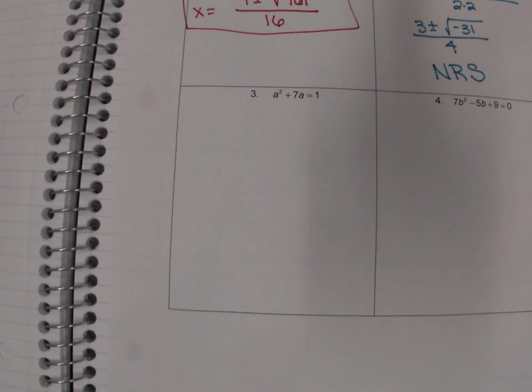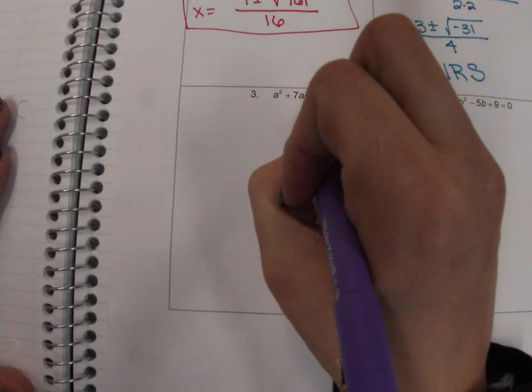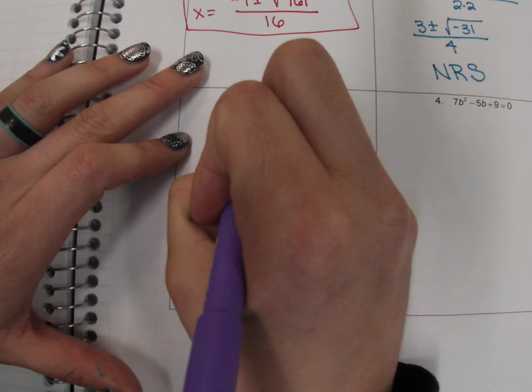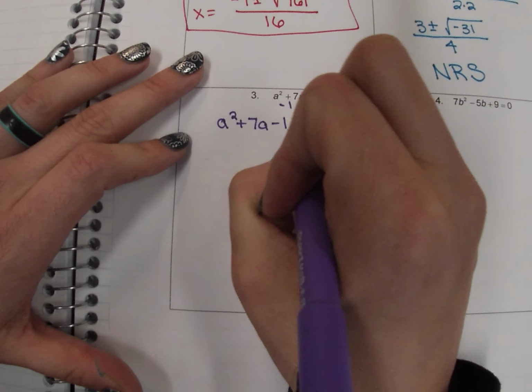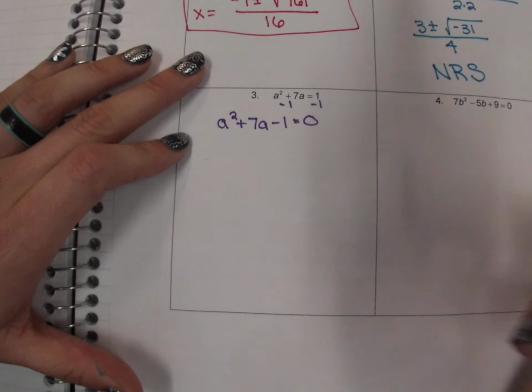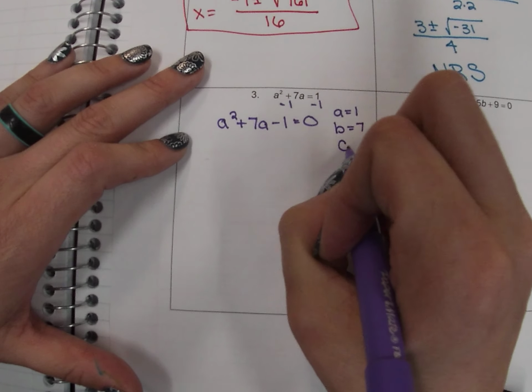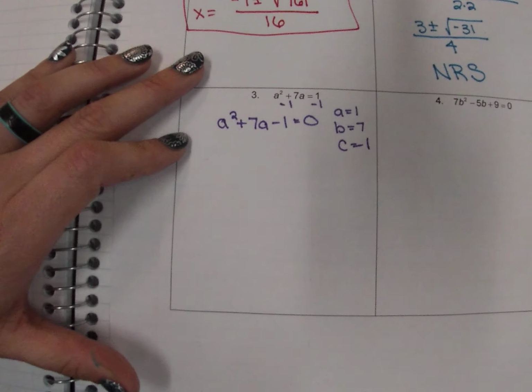Number 3 is currently not in the correct format. It needs to be set equal to 0. So if we want to set this equal to 0, we're going to have to move that 1 over. So we'll say a squared plus 7a minus 1 equals 0. So that will tell us that a is 1, b is 7, c is negative 1.